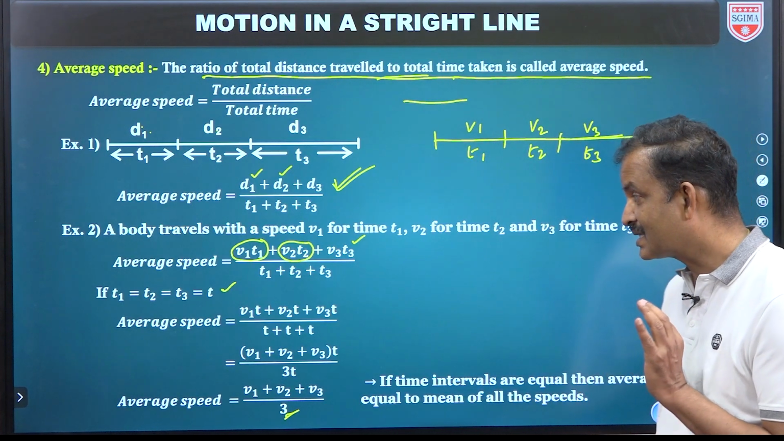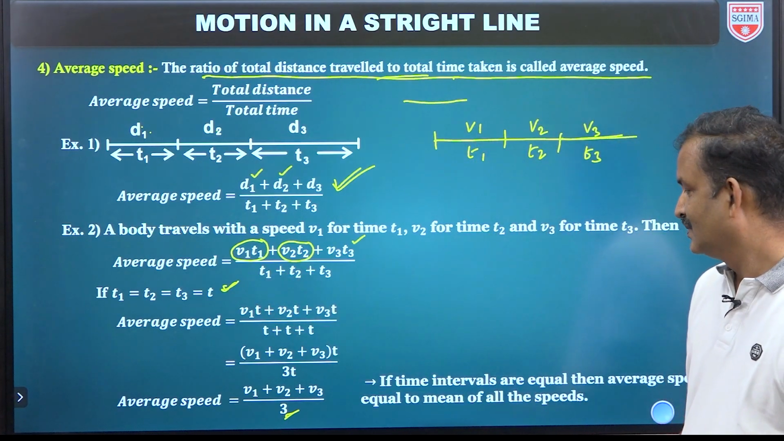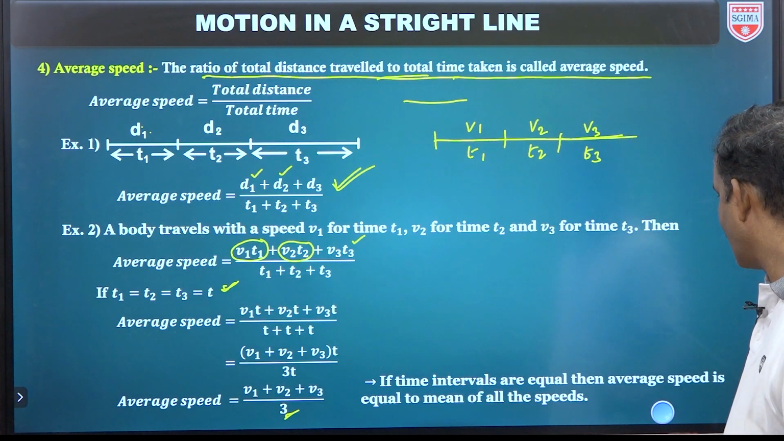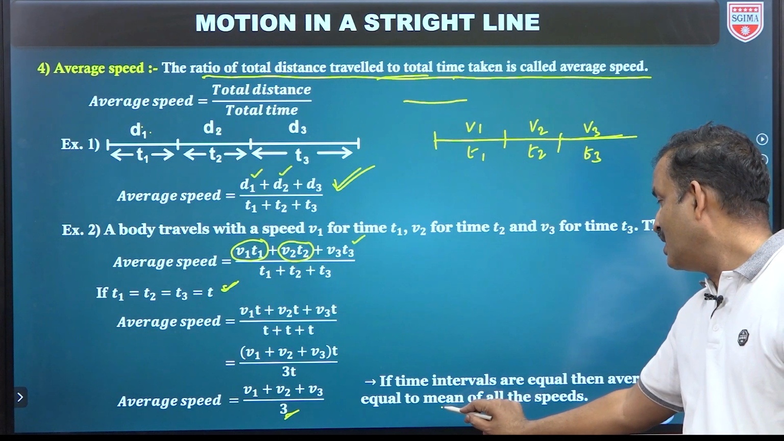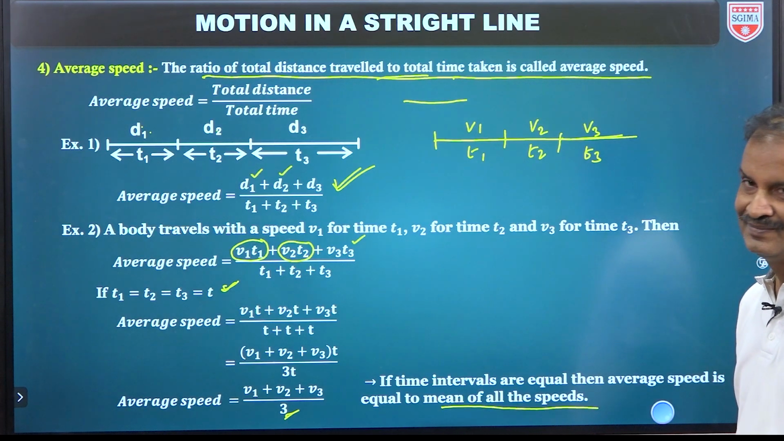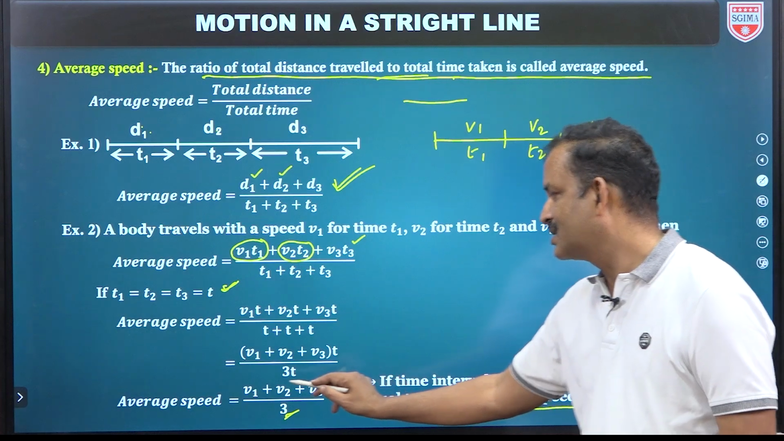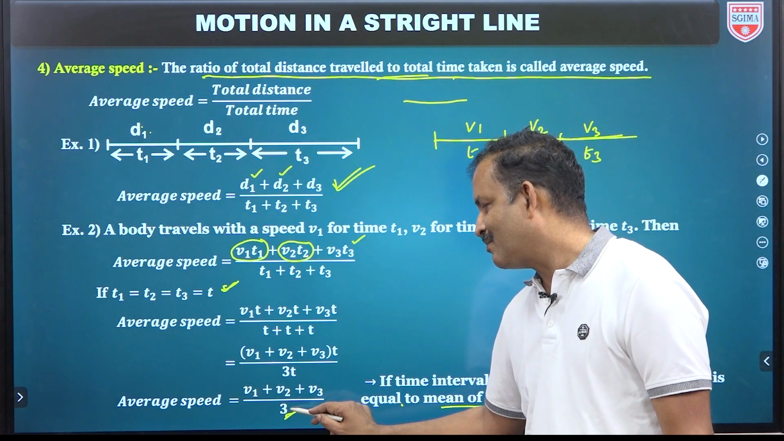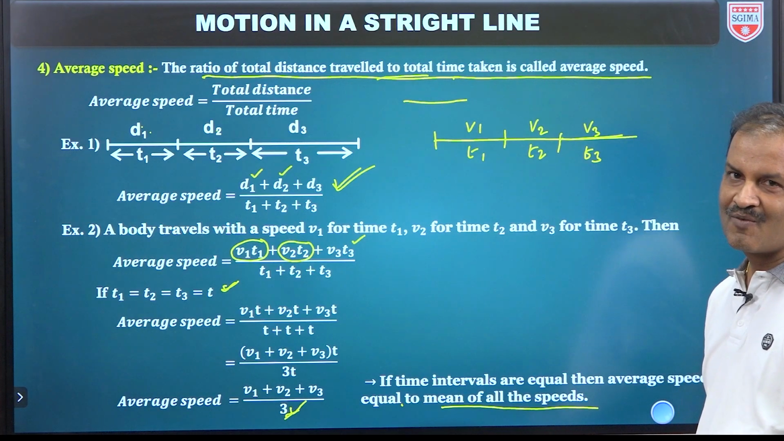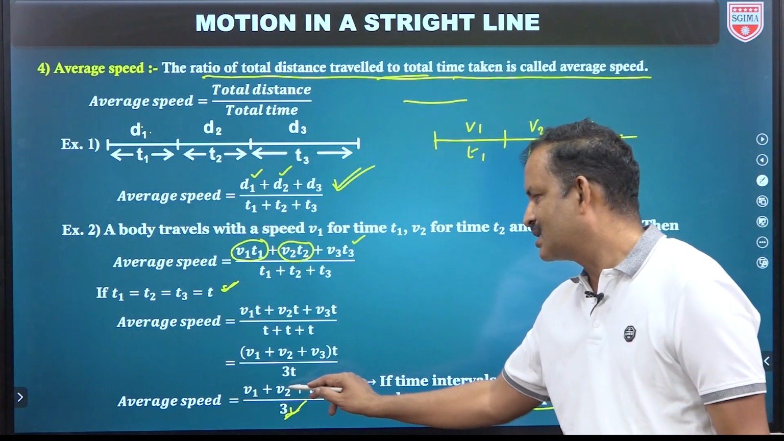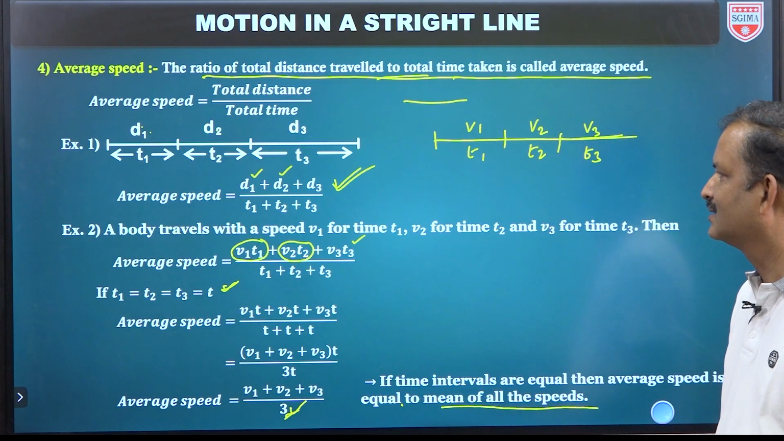If time intervals are equal, then average speed is equal to the mean of all these speeds. Mean means the sum of the quantities by the number of quantities. So v1 plus v2 plus v3 by the number of quantities, which is 3. So you get the average speed.